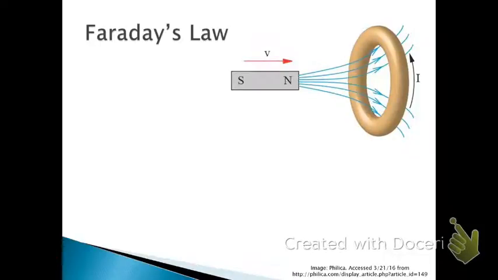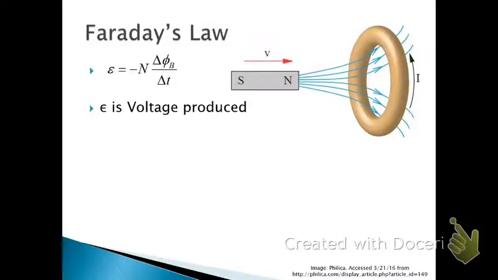Which leads me to Faraday's law, which is actually one of Maxwell's equations. Now, Faraday's law looks super complicated, but it isn't as scary as it actually looks. So, I have the EMF. This is basically the voltage produced. That's the symbol epsilon there. N is going to be the number of loops in the coil. So this works really well when you've got a solenoid that a bar magnet is passing through.